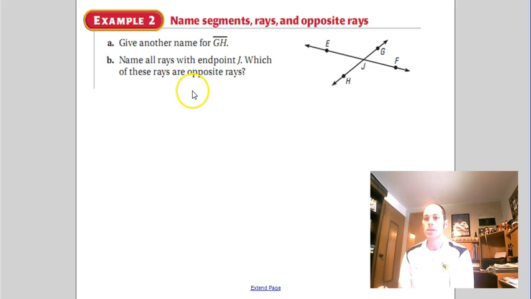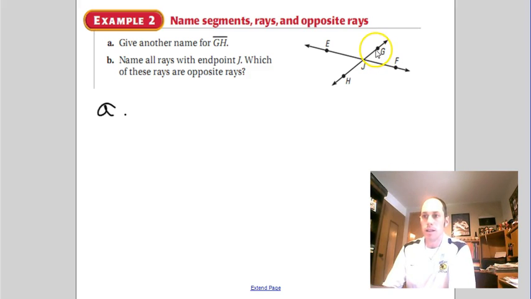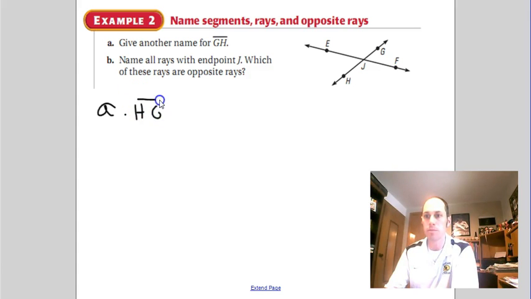Okay, so let's get some practice naming different segments, rays, and figuring out what are opposite rays. Part A tells us to give another name for segment GH. So I can name that segment as I look for the endpoints of GH. The only other way to name that would be in its opposite way. So HG would be the only other way to name that one.